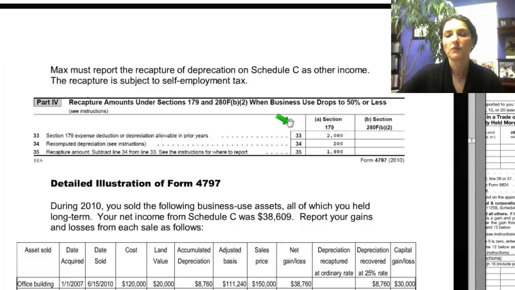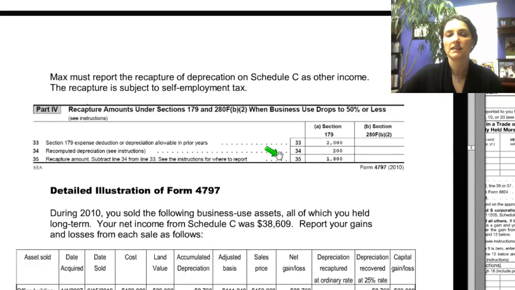Here we have Part 4 of Form 4797 completed. We show the Section 179 deduction claimed in the earlier year, the recomputed depreciation for the earlier year, and the net difference, the recapture amount. You should refer to the instructions of Form 4797 to see where to report this. And in our case, you'll report it on Schedule C as income.